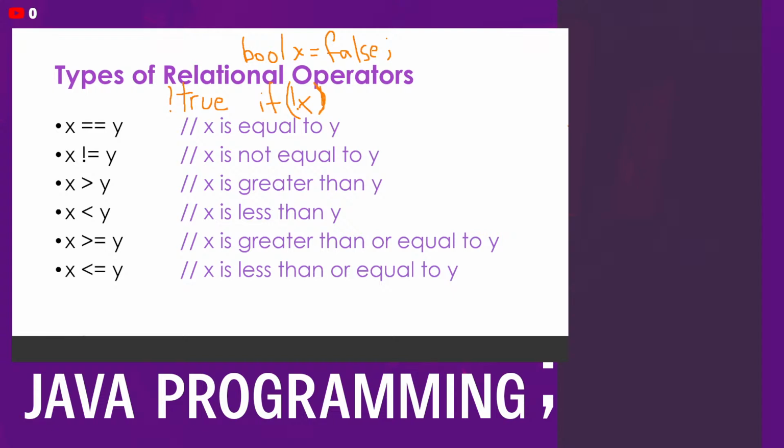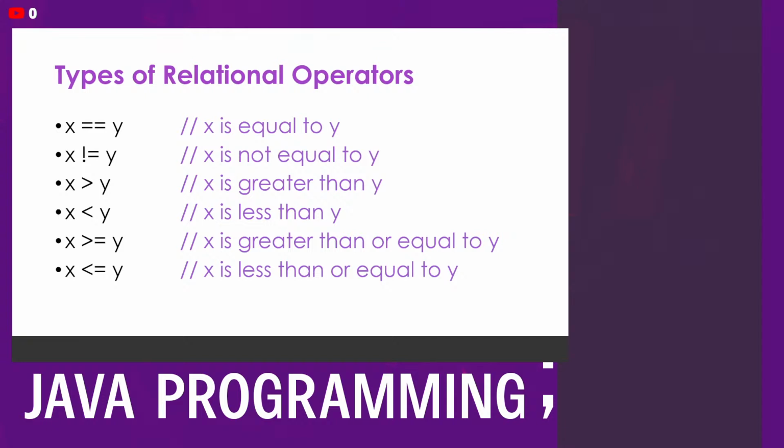So double equals asks yourself the question, is this equal to that? Exclamation point equals, or also called bang equals in programming, stands for, is this not equal to that? Greater than symbol is this greater than that? Less than symbol is this less than that? And then we have greater than or equal to and less than or equal to. Right? All of these giving us some good data.